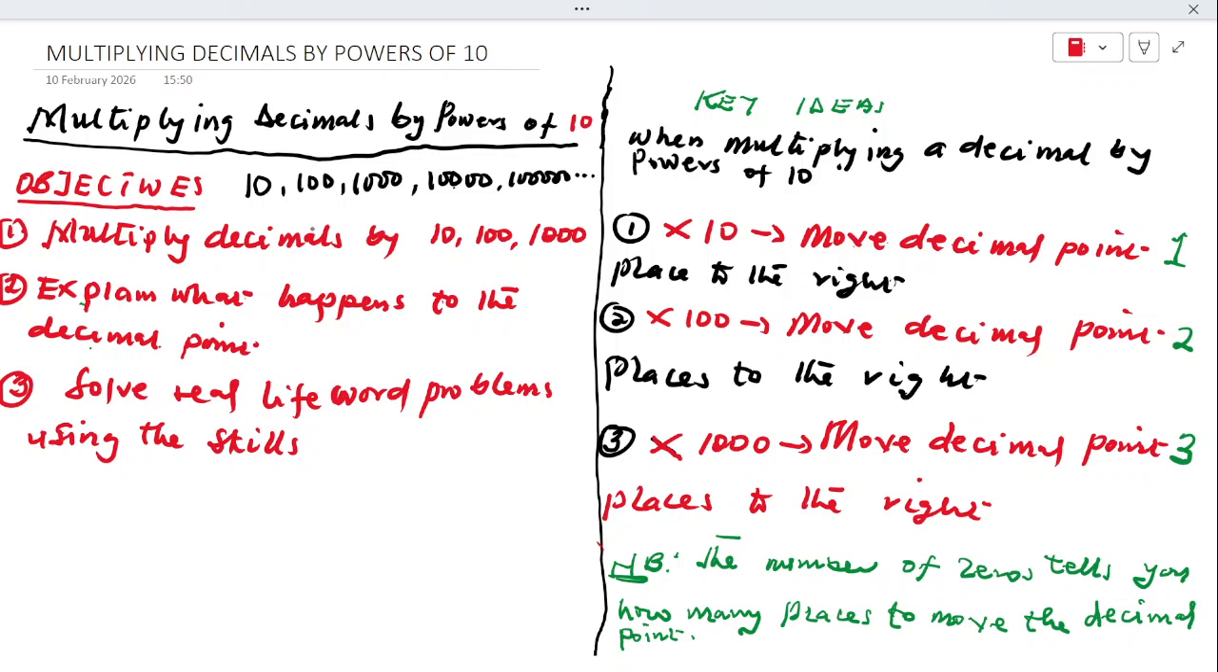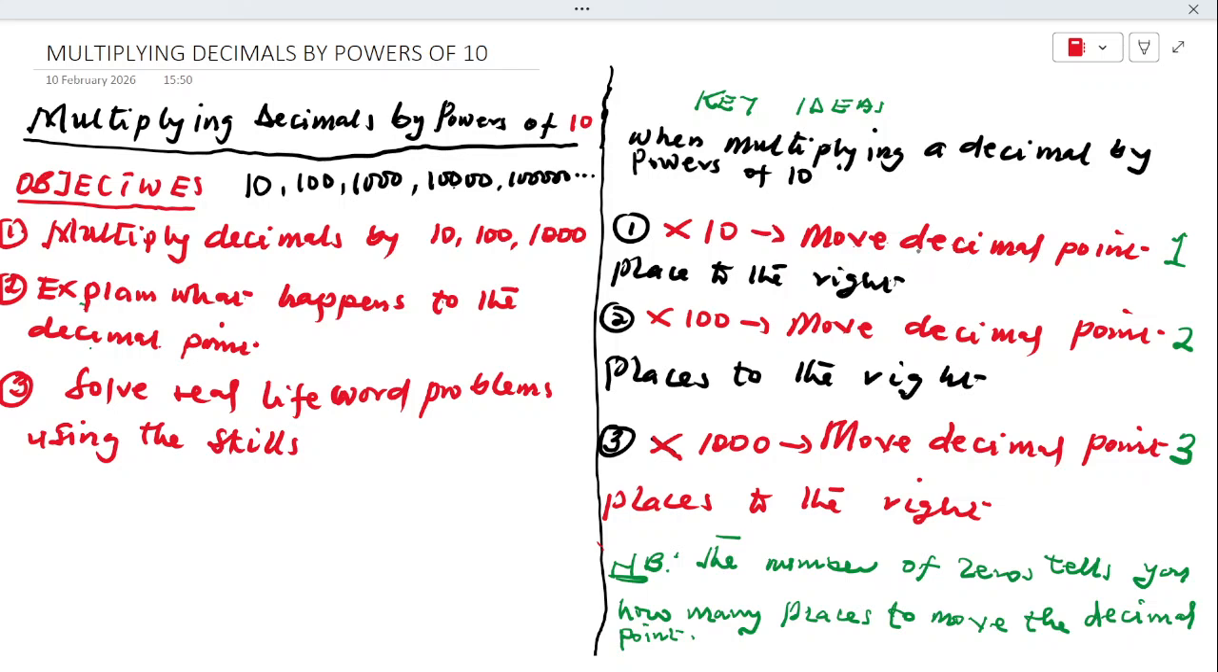Okay, so these numbers are all powers of what? 10. And I'll show you that by the end of this particular lesson, you should be able to multiply decimals by 10, 100, and 1000. You should be able to explain what happens to the decimal point, and then you should be able to solve real life word problems using the skills. But before we dive in to look at some examples, I want you to have these key ideas in mind. So when you are multiplying a decimal by powers of 10, you should know that when you multiply by 10, you are moving the decimal point one place to the right.